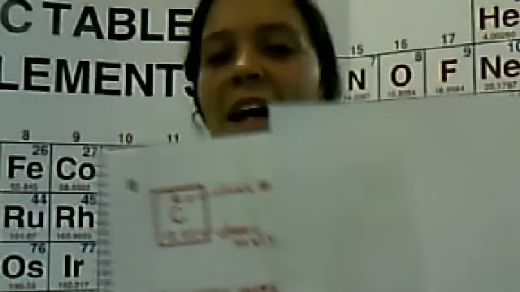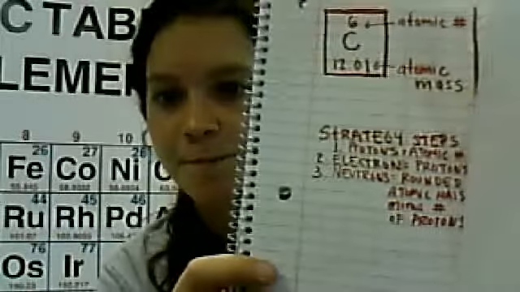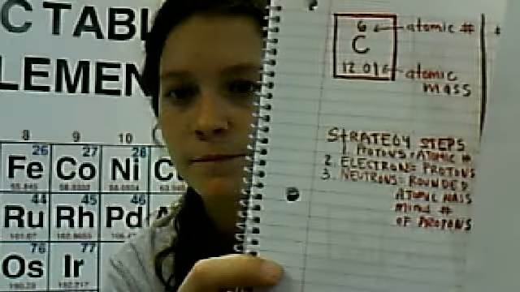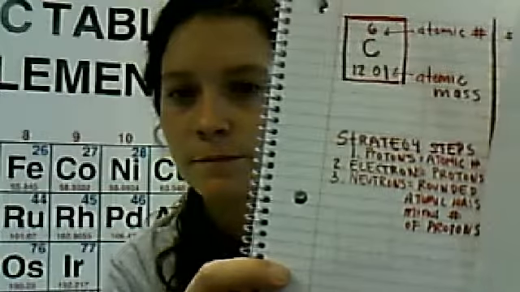Our last step is to find the neutrons. Well, we already have a number that tells us how much it weighs, and we know the electrons don't count. So our neutrons are actually our atomic mass minus the number of protons. So those are our strategy steps. Now let's apply it to neon.